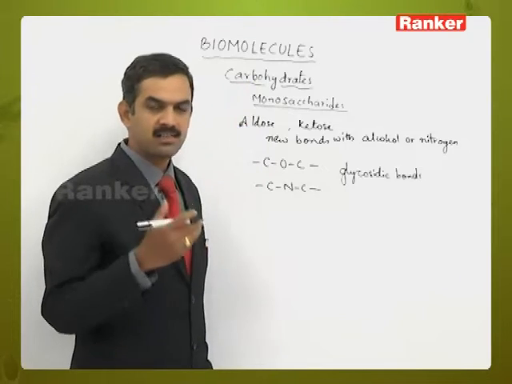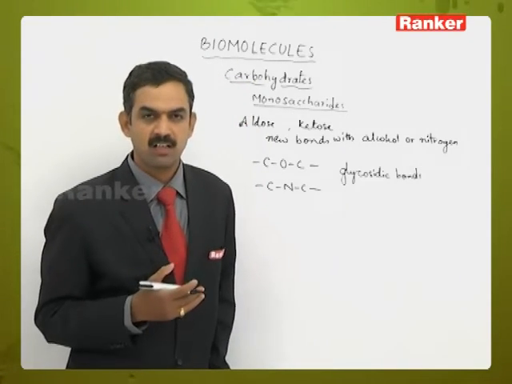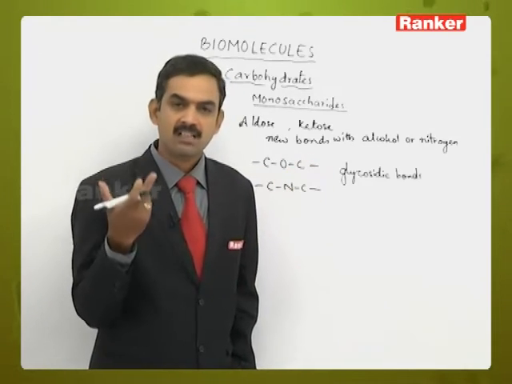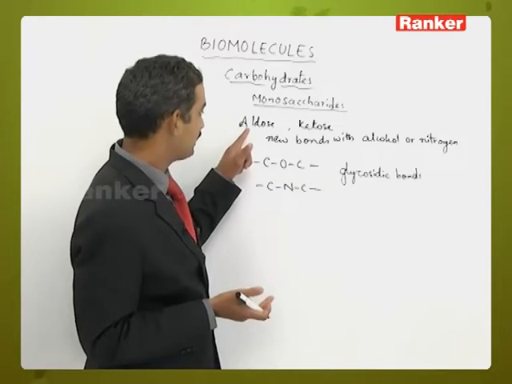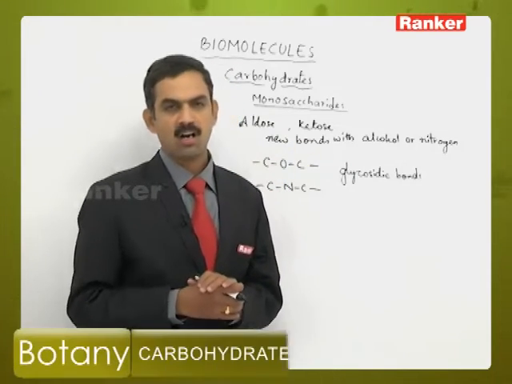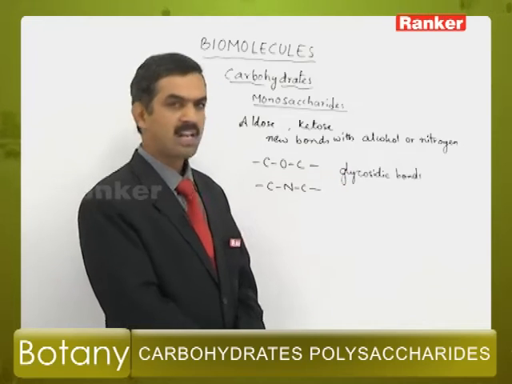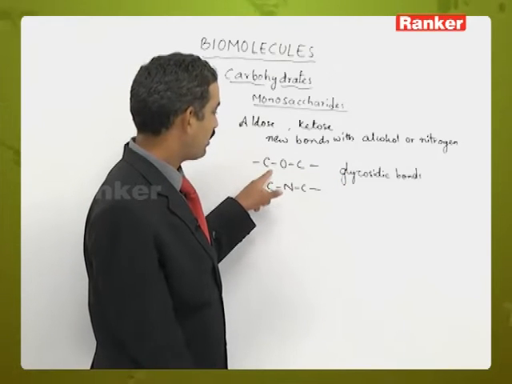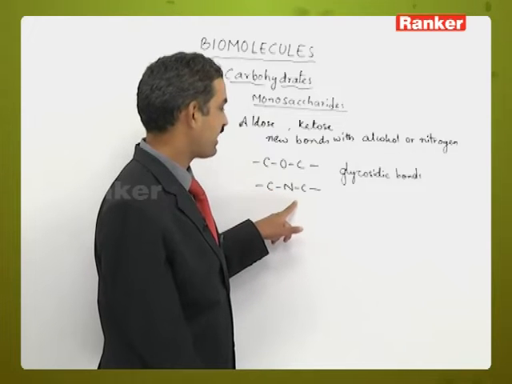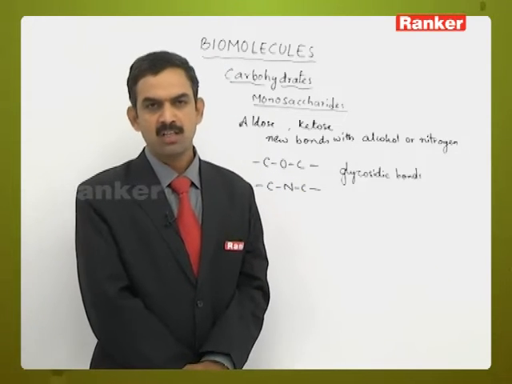The functional groups which are present will form new bonds with some other molecules or some other functional groups present on the other organic molecule. Simply to say, the aldose and ketose of these monosaccharides will form bonds with the alcohol or the nitrogen of the other organic molecule. Such bonds are called glycosidic bonds. The bond with the alcohol is represented with this, and the bond with the nitrogen is represented like this.